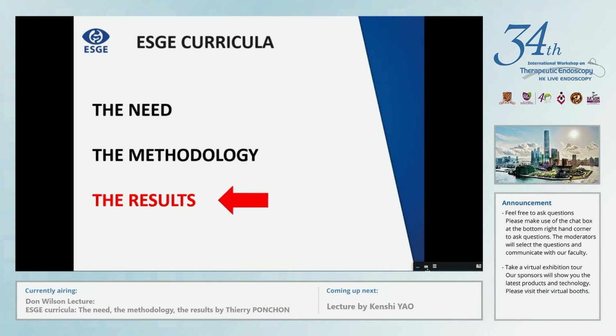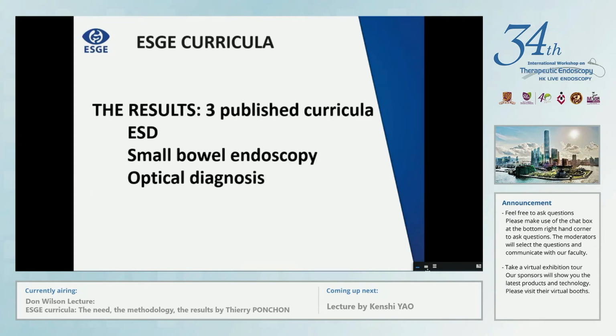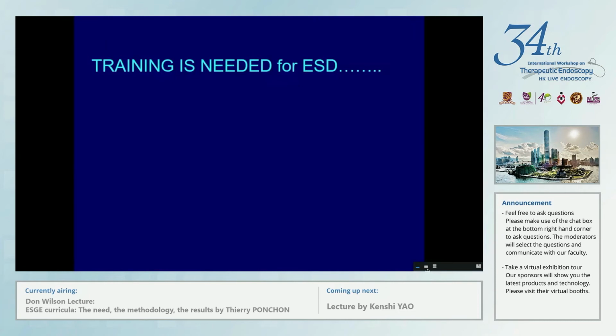So which are the results? So it will explain what we can produce when we want to launch a curriculum. And I will take as an example the three first curricula we produced. So first of all, I will speak about ESD because this was the first one, and small bowel endoscopy and optical diagnosis. ESD first. In fact, it's obvious that training is needed for ESD. It is quite obvious.